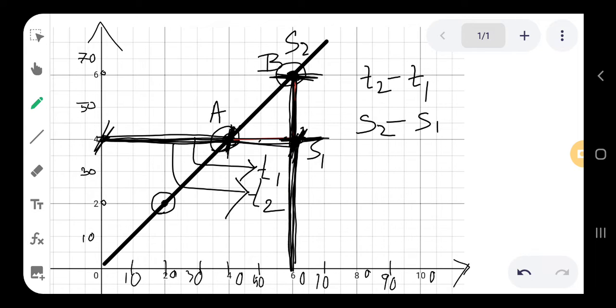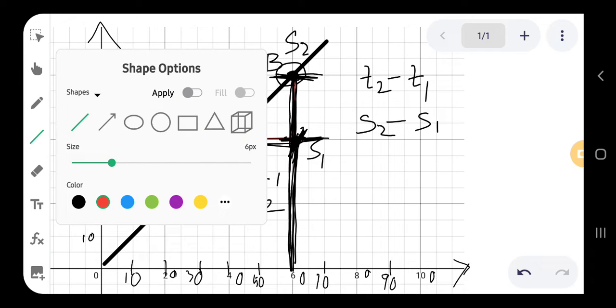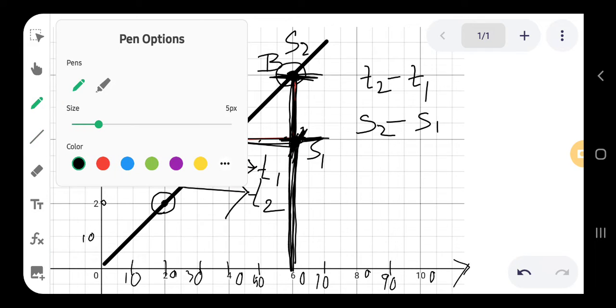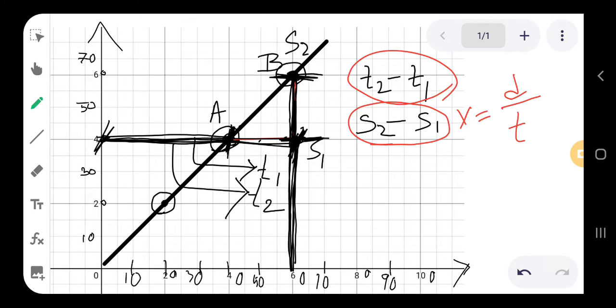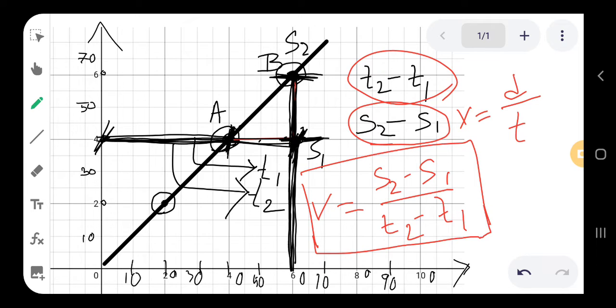So we already know that our speed or velocity equals distance by time. If this is our distance and this is our time, can I say that my velocity, or speed, equals S2 minus S1 by T2 minus T1? Yes, we can say that. So this is how you can get your velocity from any point on a graph.